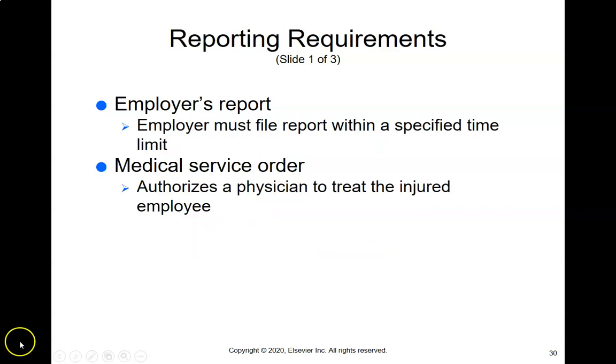Reporting requirements. The employer's report is required by law in most states. Time limits for filing of the employer's report vary from state to state. A copy of the medical service order should be retained for the treating doctor's files. Written authorization with a valid signature is always preferred. Any outside testing or treatment must be pre-authorized by the workers' compensation insurance company, with the name and title of the person authorizing the service.